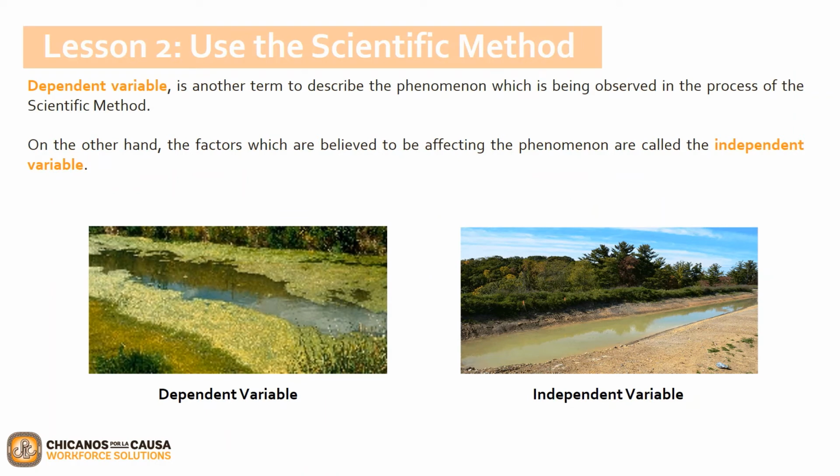Now, the scientific method can be broken down into a variety of different factors and variables. A dependent variable is another term to describe the phenomenon which is being observed in the process of the scientific method. On the other hand, the factors which are believed to be affecting the phenomena itself are called the independent variables. In our previous example, the unusual plant and algae growth would be considered the dependent variable, while the runoff itself from the neighboring farm would be the independent variable.